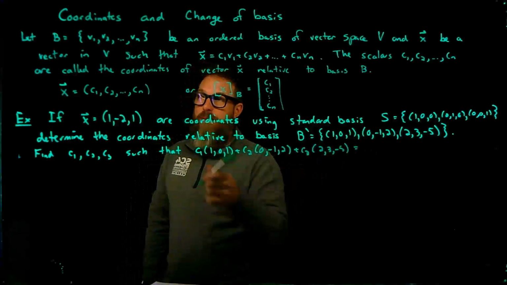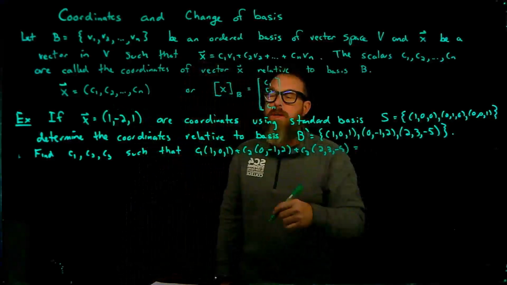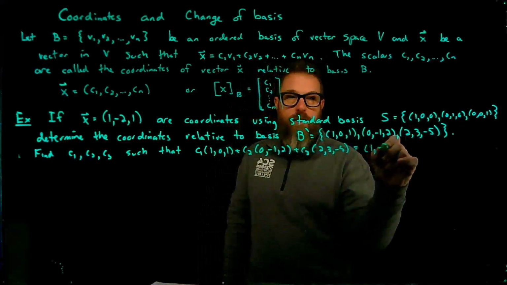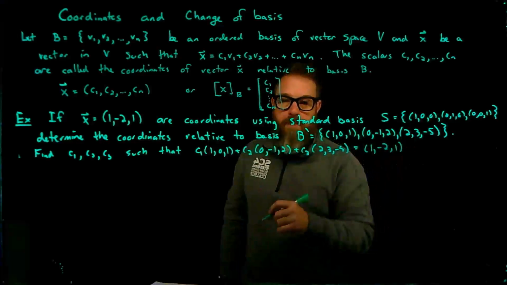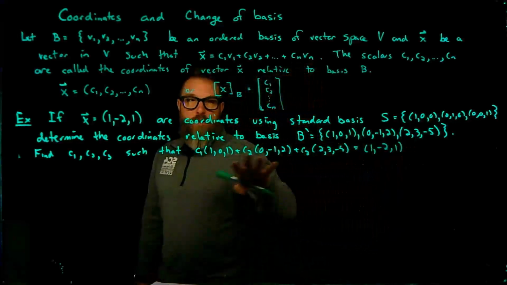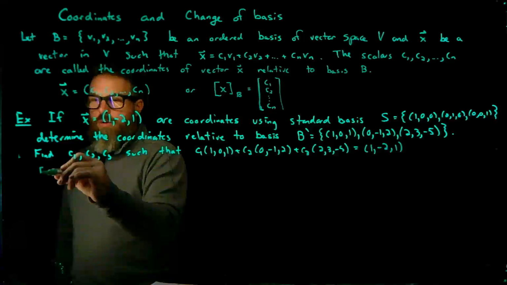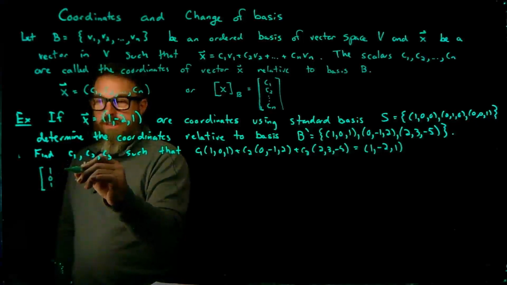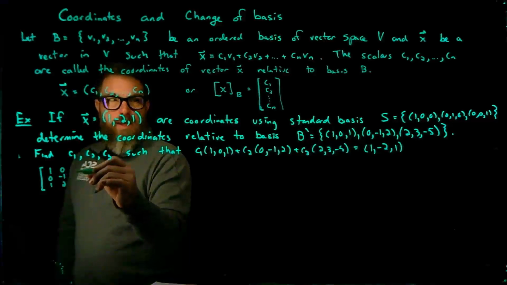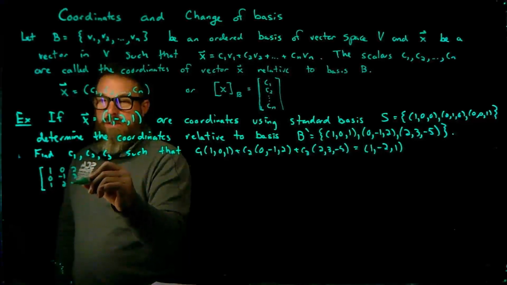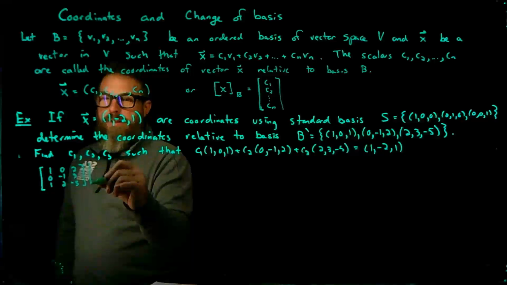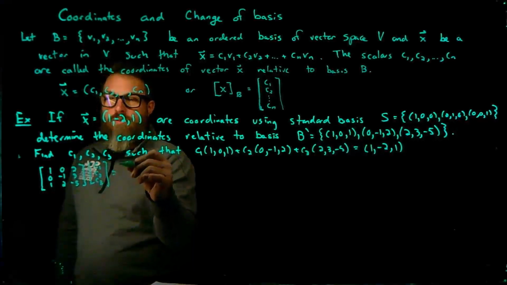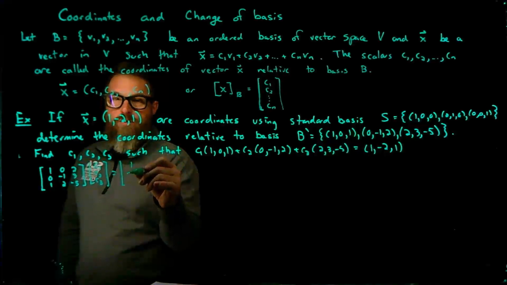And I want this to be equal to this vector with respect to the standard basis, which is going to be equal to 1, negative 2, 1. Now we know that we can do this with matrix algebra. So the first column is going to be the first basis, the second is going to be the second basis, and the third is going to be the third basis. And I need to multiply this by C1, C2, C3, which is going to be equal to the output I'm looking for, which is 1, negative 2, 1.